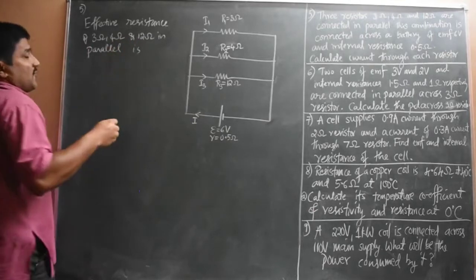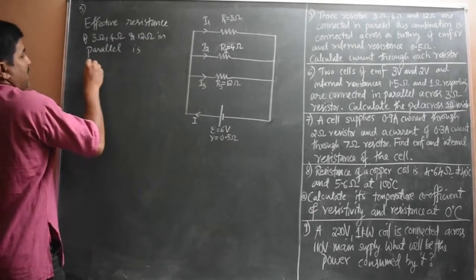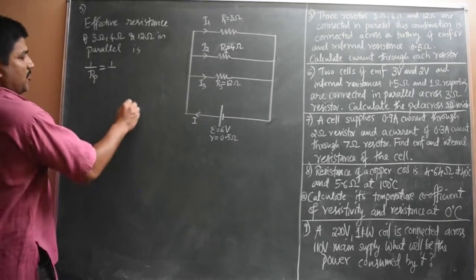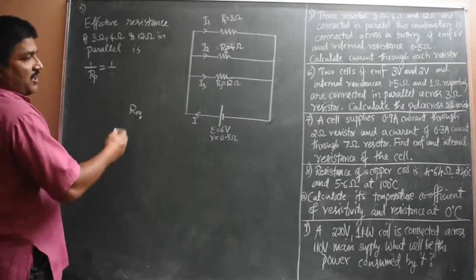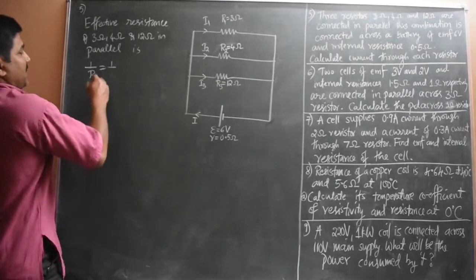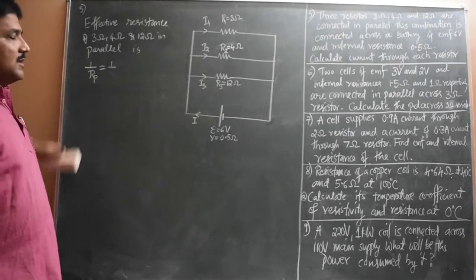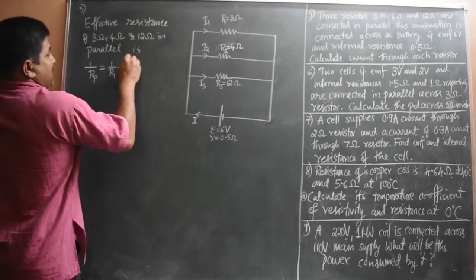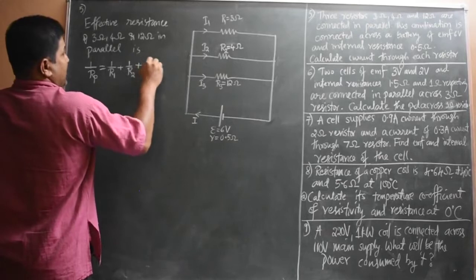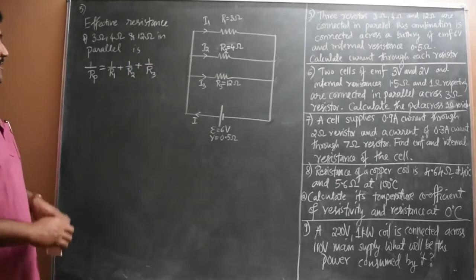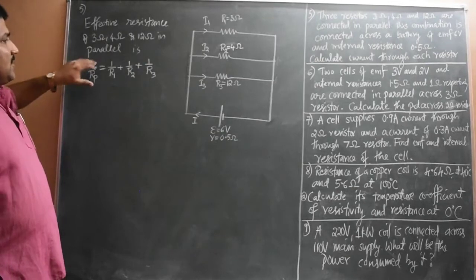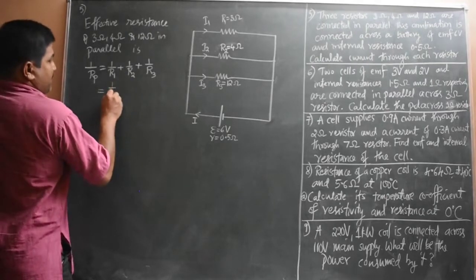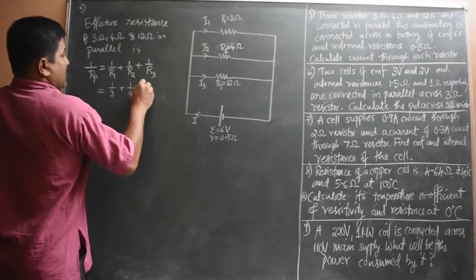combination is, so the formula for this parallel combination of resistors, equivalent resistance Rp I will take. You can take Req also, R effective, anyway you can take, but for my convenience and it is easy to write, Rp. So for parallel combination, 1 by Rp equals 1 by R1 plus 1 by R2 plus 1 by R3. Now substituting the values, 1 by 3 plus 1 by 4 plus 1 by 12.